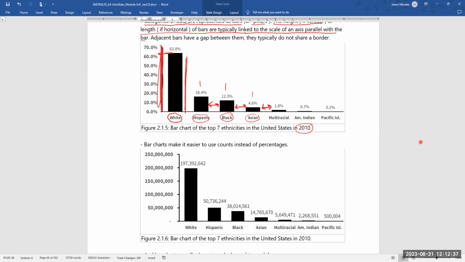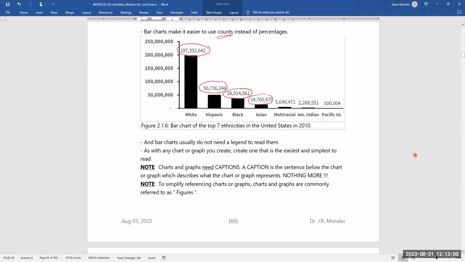Bar charts make it easier to use counts instead of percentages. Here, each of these bars were graphed with percentages. But if we wanted to use frequency, we can put frequency numbers on top of each bar. And that's much easier to do on a bar chart than in a pie chart, for example. And once more, bar charts usually do not need a legend to read them. Because on a bar chart, the categories are listed along the x-axis, you don't need a legend off to the side to explain each of these bars.